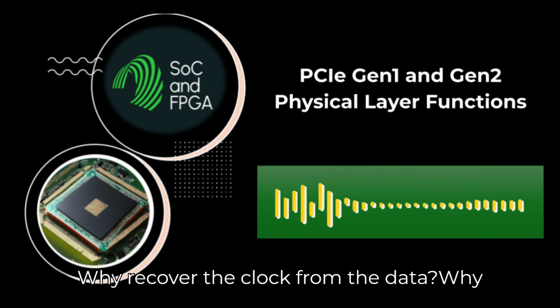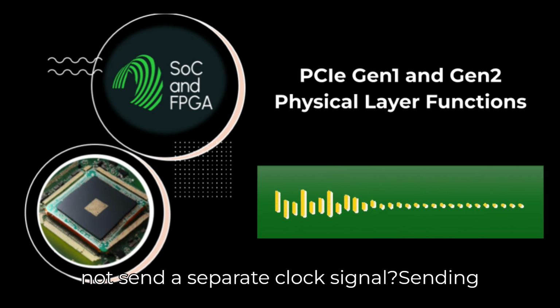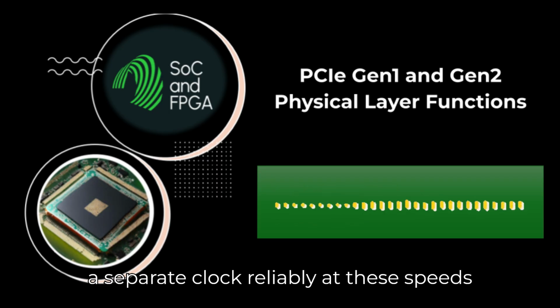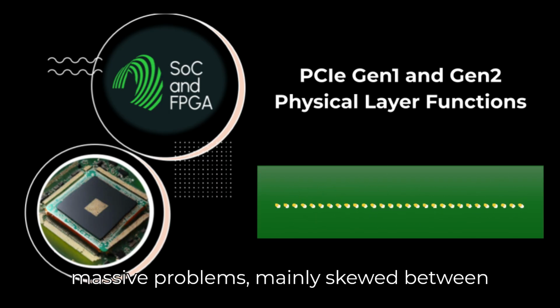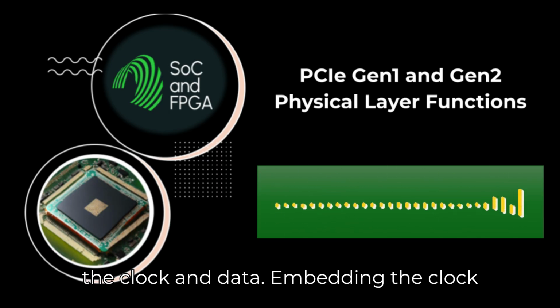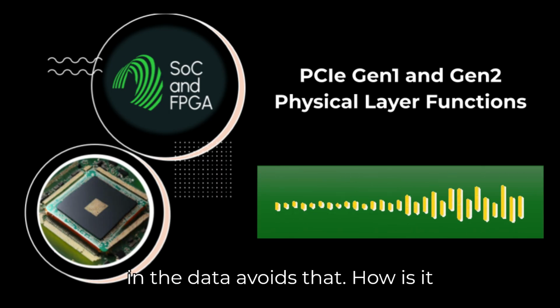Why recover the clock from the data? Why not send a separate clock signal? Sending a separate clock reliably at these speeds alongside the data introduces its own massive problems, mainly skew between the clock and data. Embedding the clock in the data avoids that.